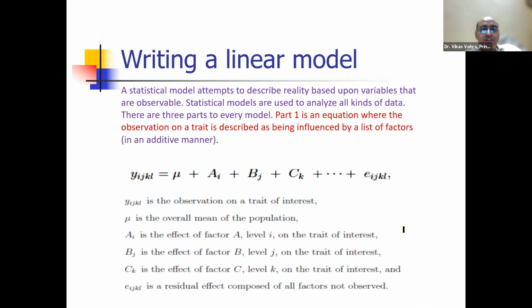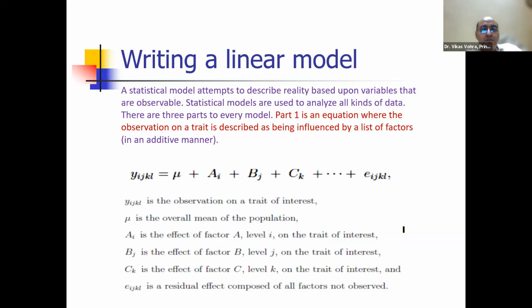Okay. So now comes how to write a model. Writing a model has three parts. Part one is the equation itself. Many persons are afraid of this mathematical jargon and are not able to interpret it. But after today's lecture, you can think that in a linear model, Yijkl is nothing but an outcome variable, and mu is the intercept, or the population mean of the samples, and A, B, C, and so many others are the effects we have taken in the model, and E is the residual or the error effect, which contributes to the outcome Y.